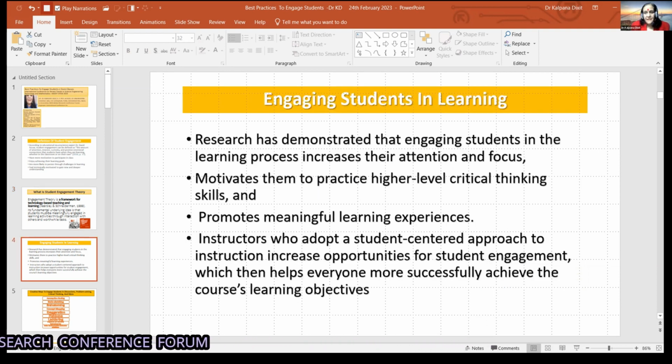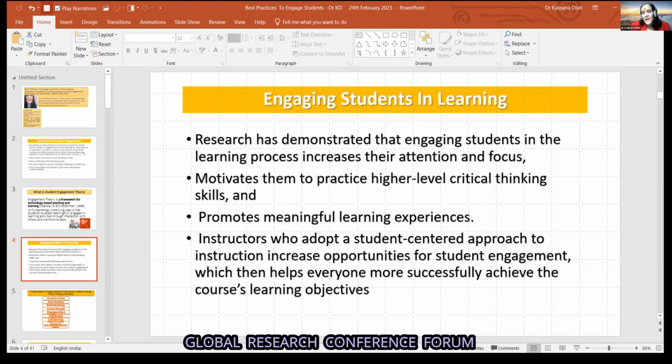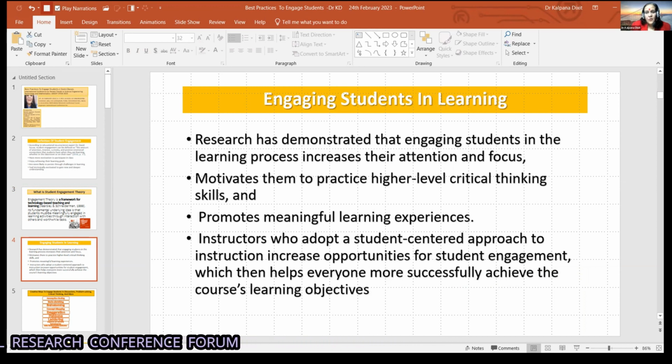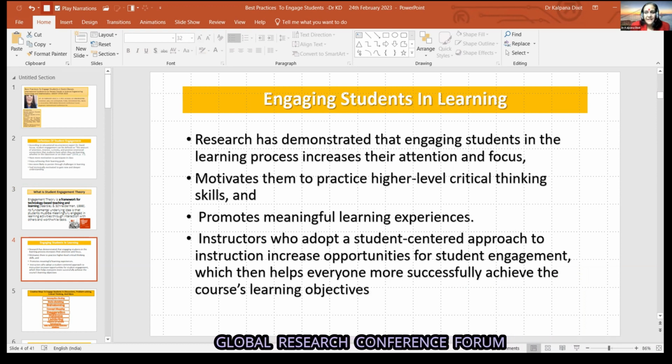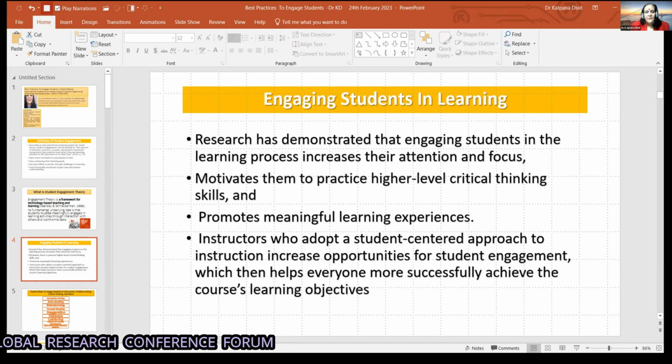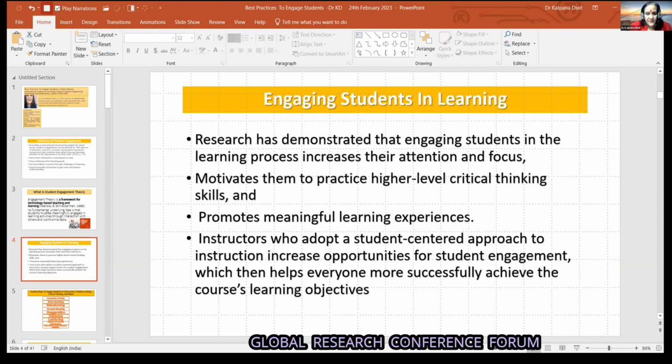Engaging students in learning: every teacher, every educator would like to present their content in the classroom in online and offline mode, but they are not aware how to involve or engage students in learning because they are practicing a single type of method in their regular classroom teaching.